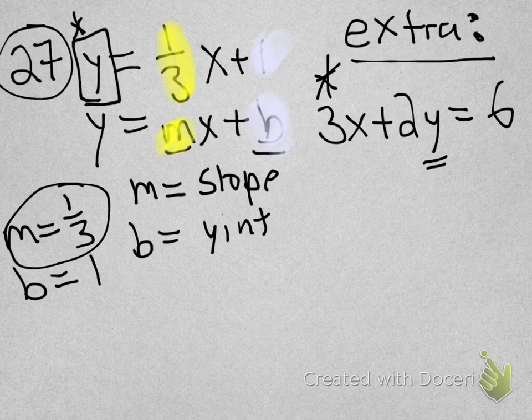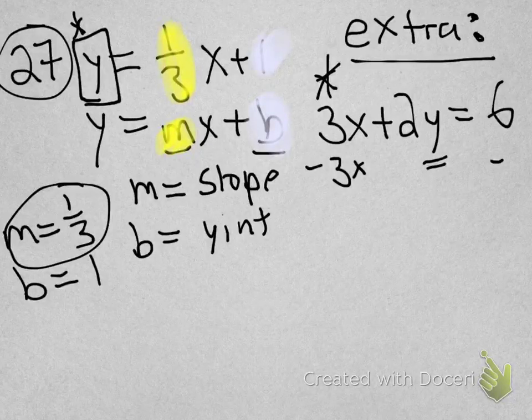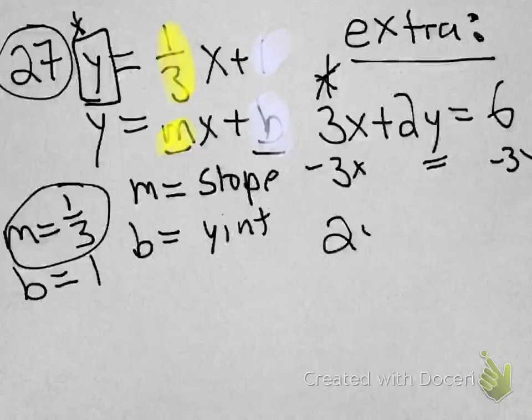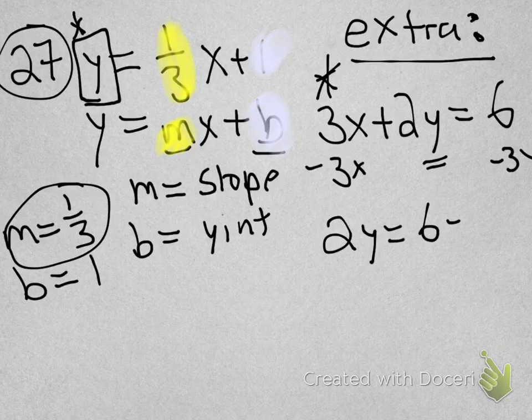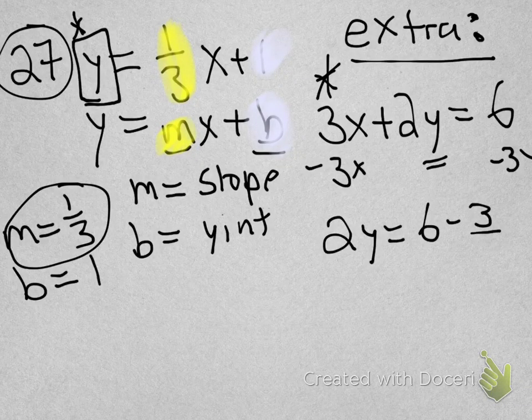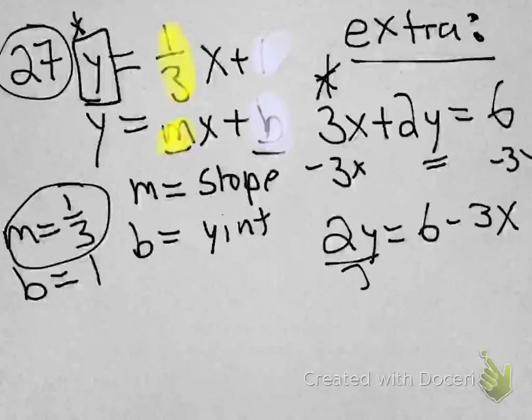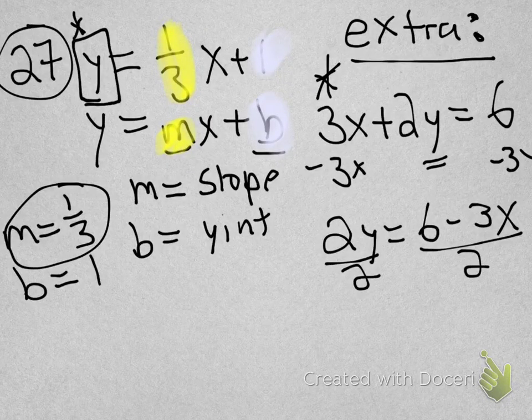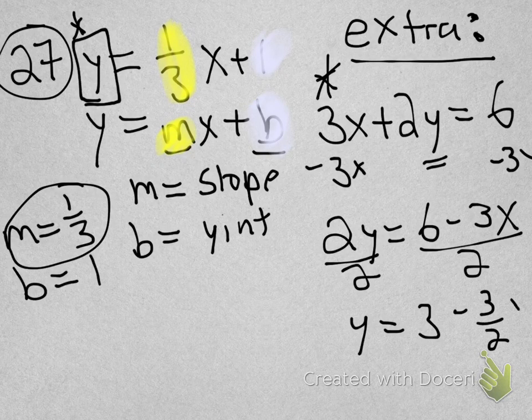So the first thing we're going to do is subtract 3x from both sides. Subtract 3x, and we get 2y equals 6 minus 3x. Okay, then we need to divide by 2. Divide everything by 2, so this gets us y equals 3 minus 3/2 x.